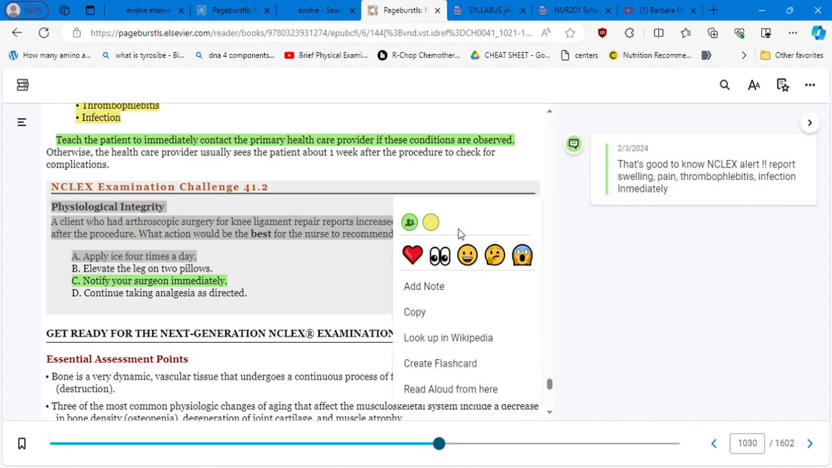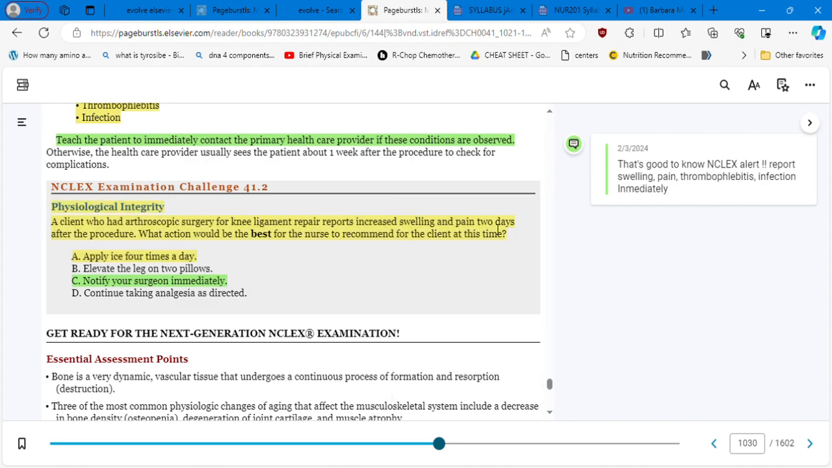Okay, so with this, we have finished the chapter related to assessment of the musculoskeletal system. Thank you so much for your attention, and let's continue with this musculoskeletal part of the book. Thank you.